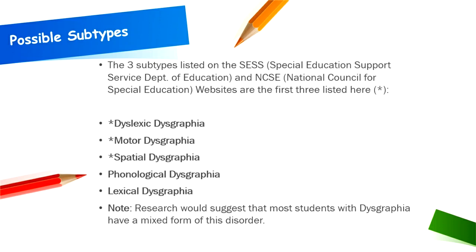Lexical dysgraphia then is evidenced when a person can spell but relies on standard sound-to-letter patterns with misspelling of irregular words. This is more common in languages such as English and French, which are less phonetic than a language such as Spanish. This type of dysgraphia is very rare in children, but could implicate orthographic processing loop difficulties. Research would suggest that most students with dysgraphia have a mixed form of the disorder.